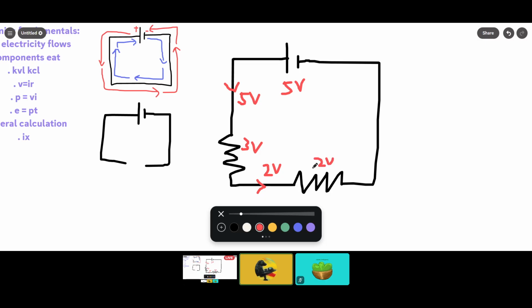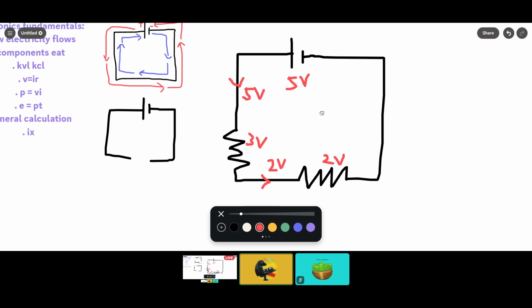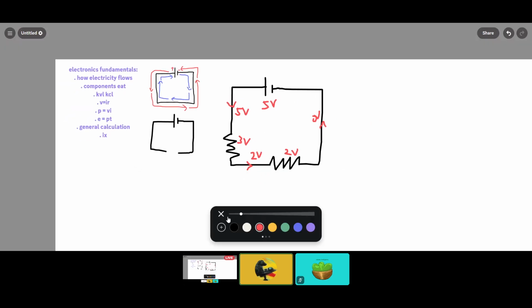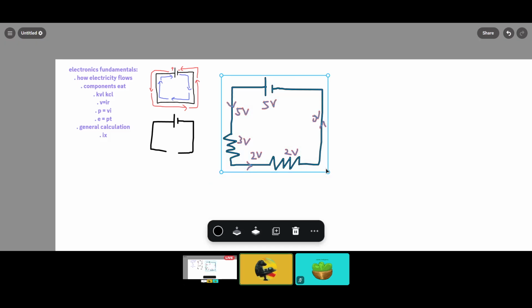And then let's say it takes up all that and eats it to function, then there's 0 volts, then it closes. So yeah, components eat up voltage to function.